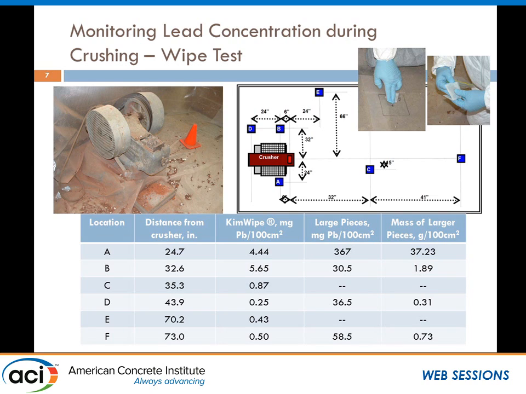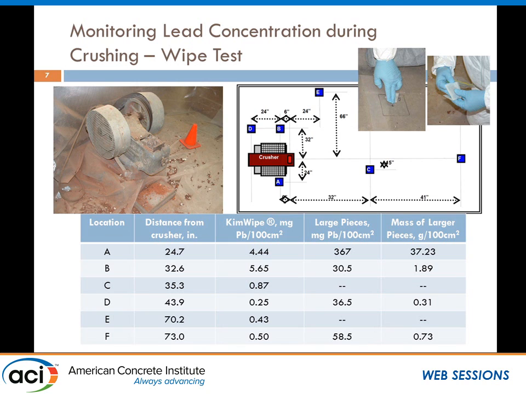So we did a few things. The first thing is we monitor the lead concentration during the crushing. Basically, that's the crusher over there, and we identified 6 different locations from close, like 24 inches, to up to several feet apart from the crusher to see how much lead you have on the ground. As you can expect, the closer you are, the more lead you have.